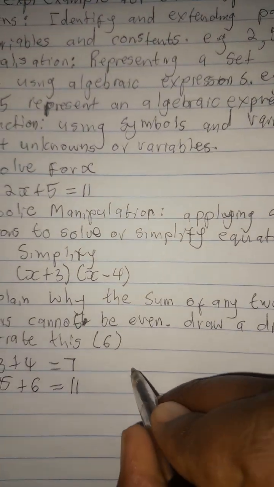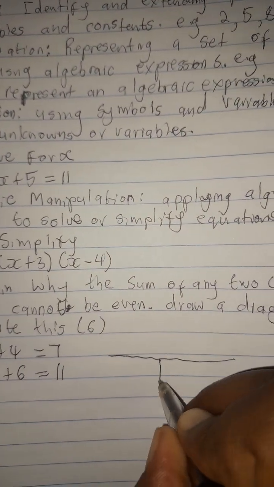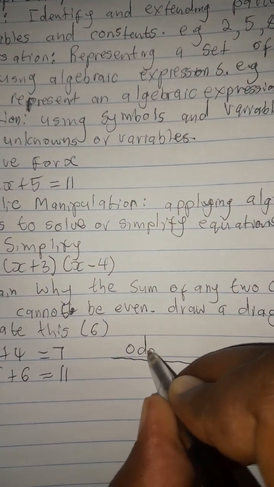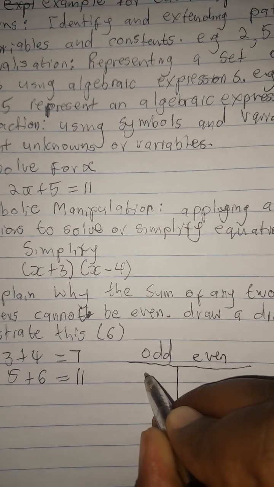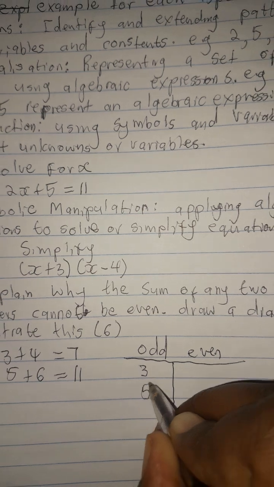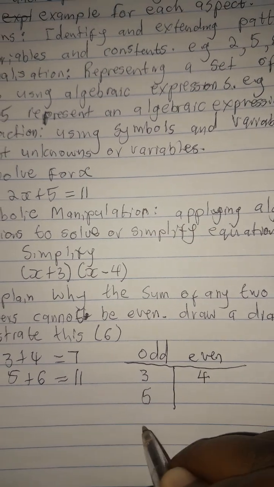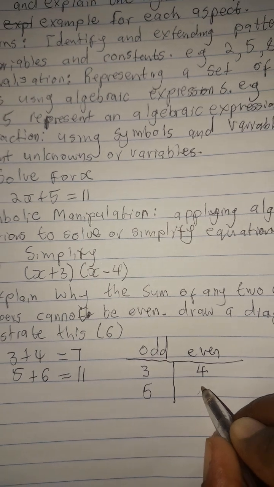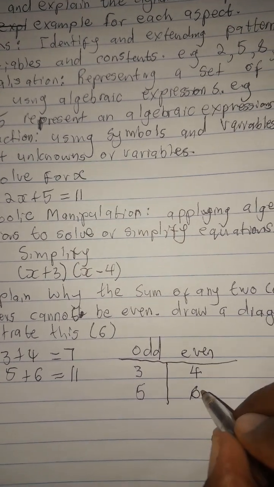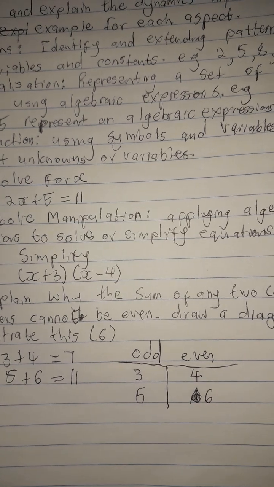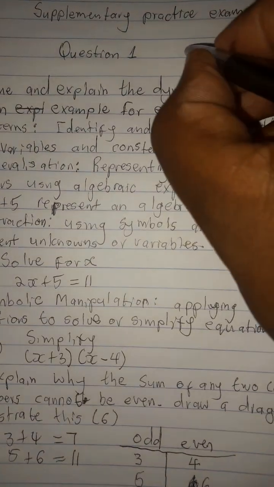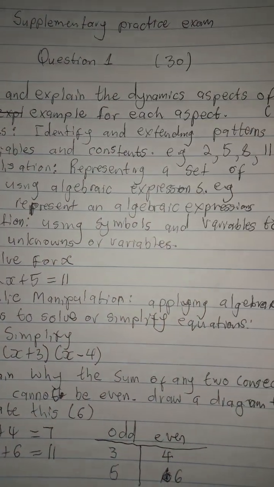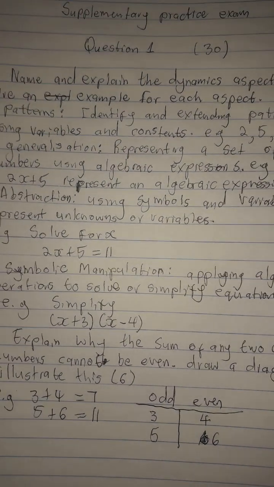In terms of a diagram, let's represent this in table form. In this table, we'll write odd and even. Under odd are the numbers that cannot be divided by 2, which are 3 and 5. Even are those that can be divisible by 2, which are 4 and 6. So you will have gotten these 6 marks, right? These are beautiful marks. Remember, question 1, guys, consists of 30 marks, so it's essential that you do it well. Let's go to 1.3.